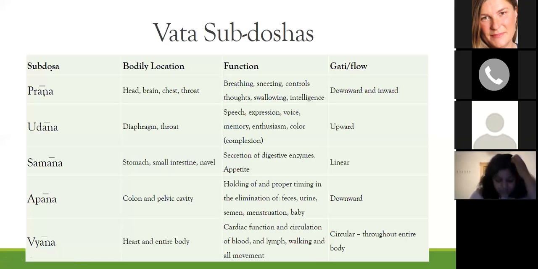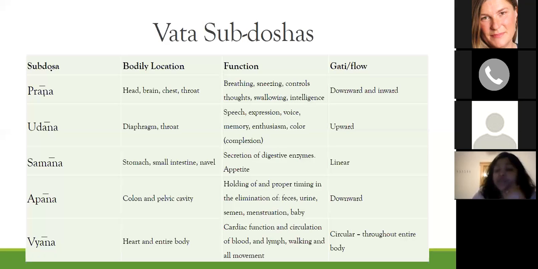Okay? So next, this is looking at just the normal functions of these different types of subdoshas. But when there is an abnormality, or a change in the qualities of vata, or the quantity of vata, or even the function of vata, as you can look at here in the function of any one of these types of vatas, then it causes an imbalance.